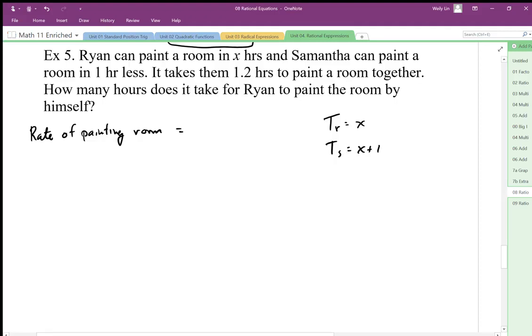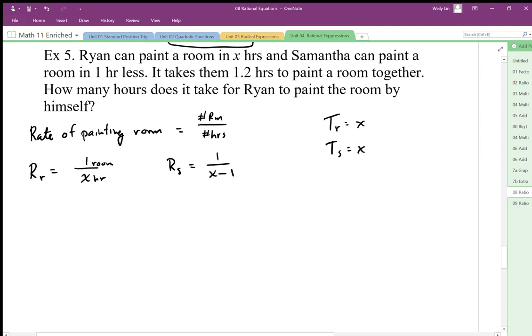The rate of painting the room is going to be the number of rooms they can paint in an hour. So the number of rooms in the number of hours. That's going to be our rate. We can do this as a unit rate or as a ratio, it doesn't really matter, but this now becomes the rate. So the rate for Ryan is going to be 1 room in x hours, and the rate for Samantha is going to be 1 room in x minus 1 hours.